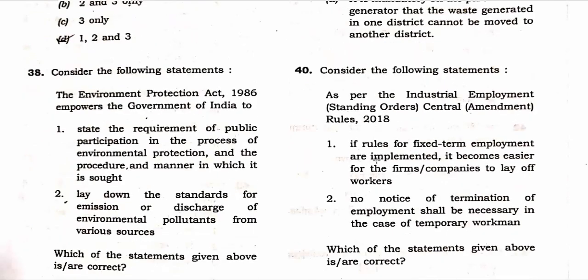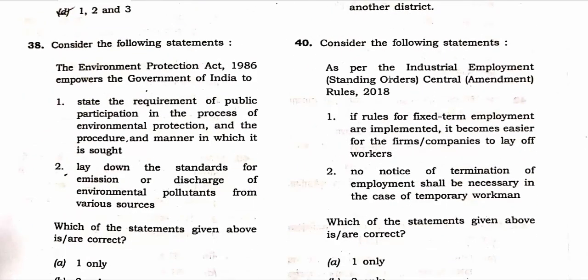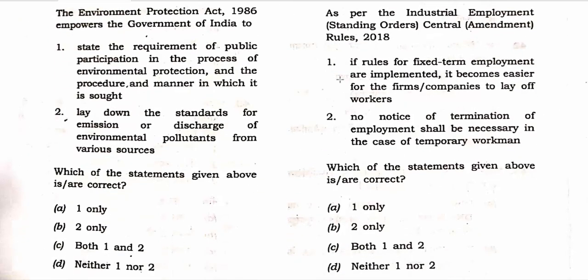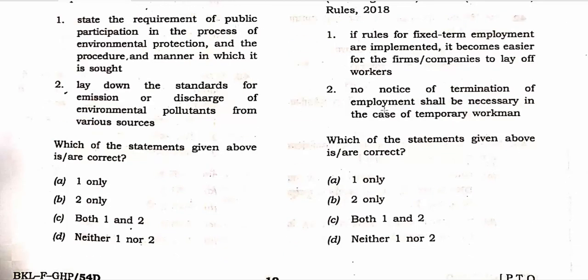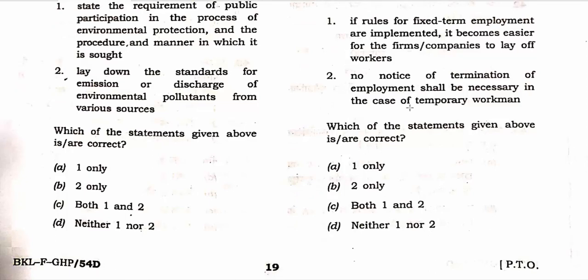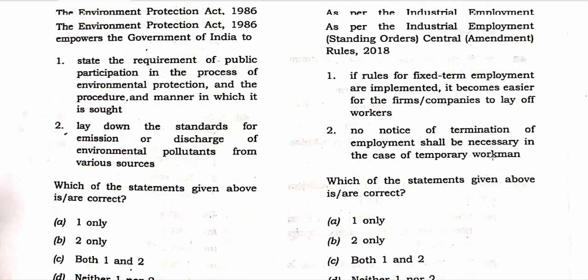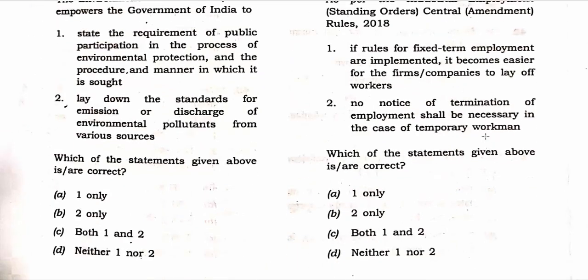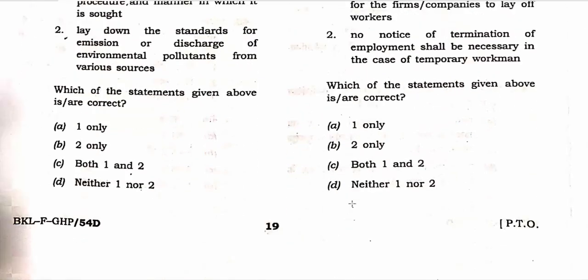40. Consider the following statements. As per the Industrial Employment Standing Orders Central Amendment Rules 2018. This is a new one which was there in your current affairs. If rules of fixed term employment are implemented, it becomes easier for firms and companies to lay off workers. Second, no notice of termination of employment shall be necessary in the case of a temporary workman. This is more logic. If it is a temporary workman, then no notice of termination needs to be given to him. So the answer for this sort of question is both 1 and 2. Both are logical in nature, so you don't have to burden yourself much. If you have seen it and gone through it once, that would have been more than sufficient to get the answer, that the answer is C, that is both 1 and 2.